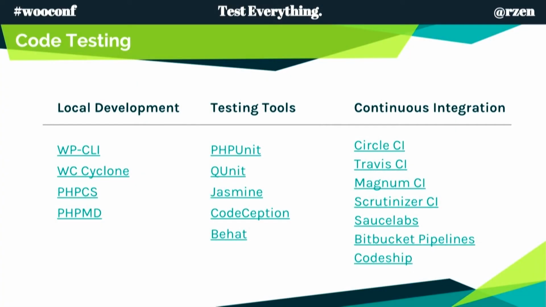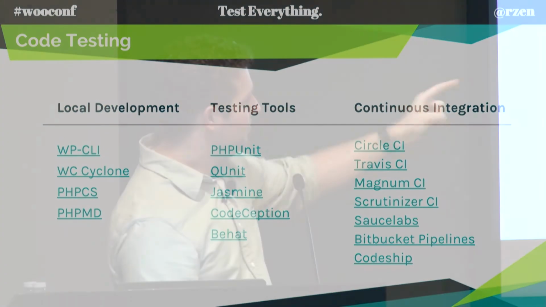Then if you're a developer, there's tons of things that you can use for code testing. I gave an entire talk last weekend just on this, like 40 minutes just on this. So for testing tools, we have PHP Unit for PHP, QUnit and Jasmine for JavaScript, Codeception and Behat for acceptance testing. So unit testing, to cover this really quickly, is testing a single piece of code, right? Like a single function does what it's supposed to do.